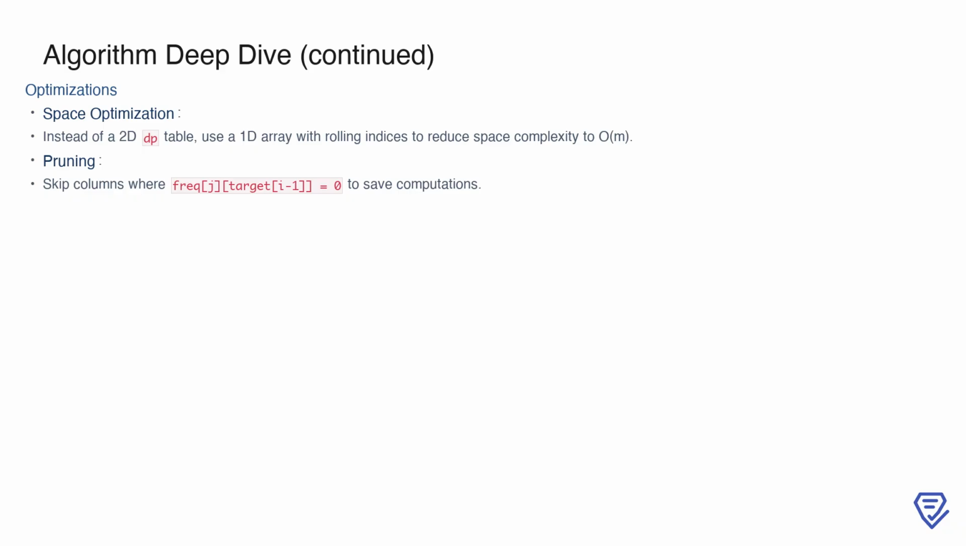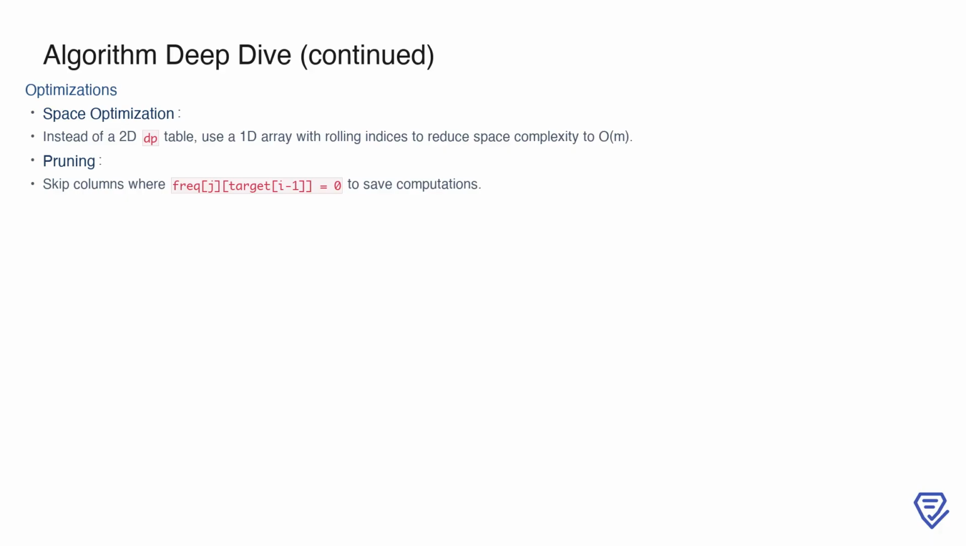To further optimize the algorithm, we can reduce its space complexity by replacing the 2D DP table with a 1D array that uses rolling indices. This optimization works because the current state of dp[i][j] only depends on the previous row and the current column, so we don't need to store the entire table. This approach reduces the space complexity from O(n*m) to O(m).